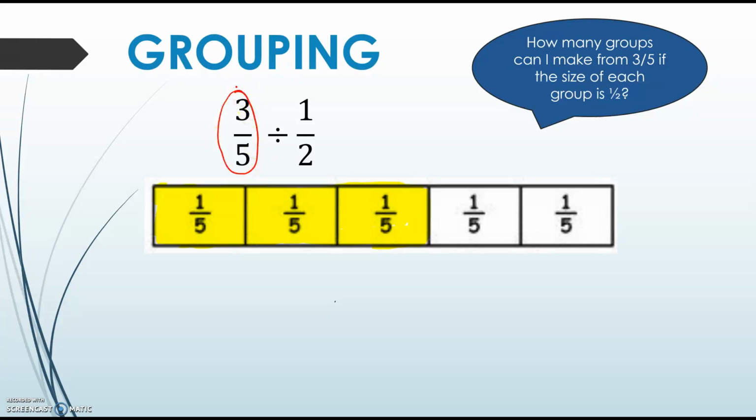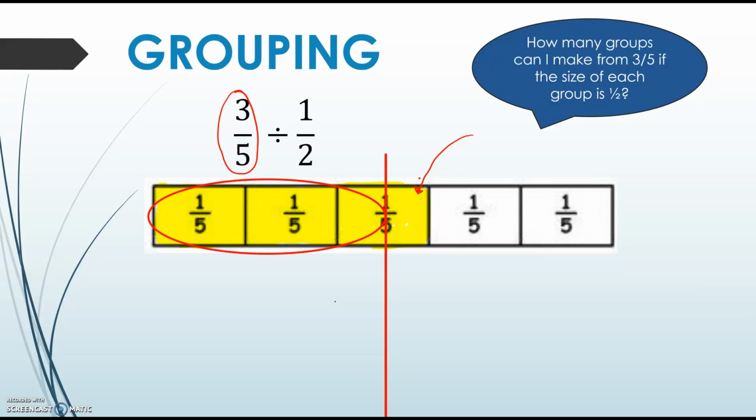So I'm starting with 3/5. And I'm going to show a model here using my 5ths fraction strip. And you'll notice that I've shaded in 3 of those parts to represent the 3/5. So how many groups can I make if each size is 1/2? If I divide the fraction strip in half, that makes it much easier to see that I can make at least 1 group here that has size 1/2. So 1/2 will fit into 3/5 once. But here I've got something that's left over.